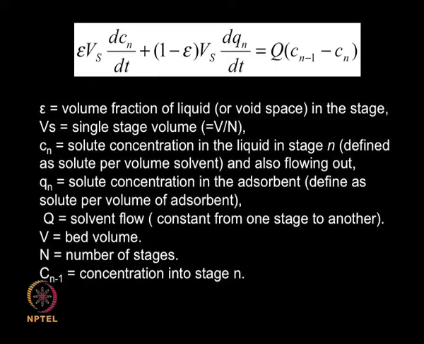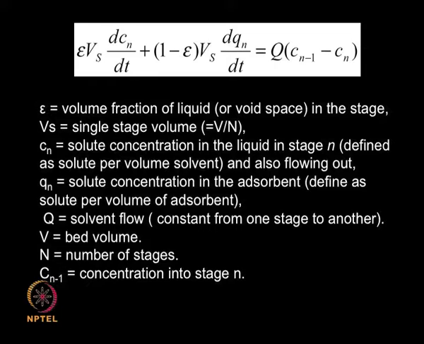Whatever is coming in is Q times C(n-1), where C(n-1) is the concentration of the solute entering from the (n-1)th stage. Cn is the concentration of the solute leaving the nth stage. Q is your solvent flow rate, and we assume that the solvent flow rate is constant in each of the stages. So Q times C(n-1) is the solute coming into the stage, Q times Cn is the solute going out of the stage, with a minus term. This is the mass balance.